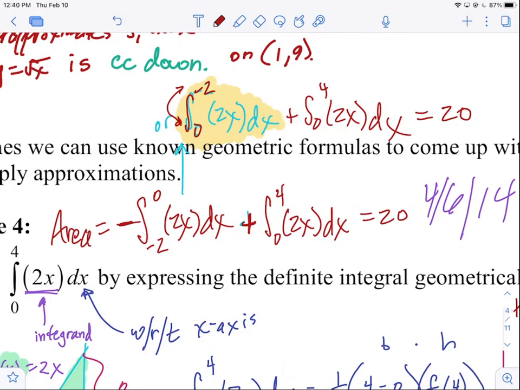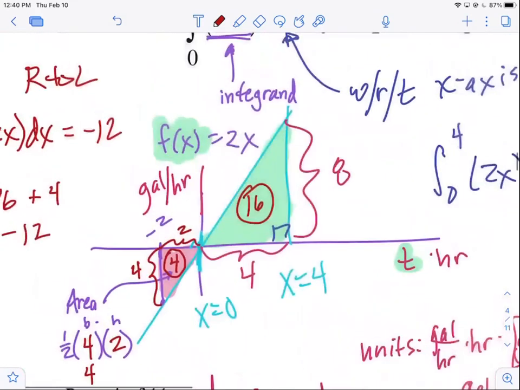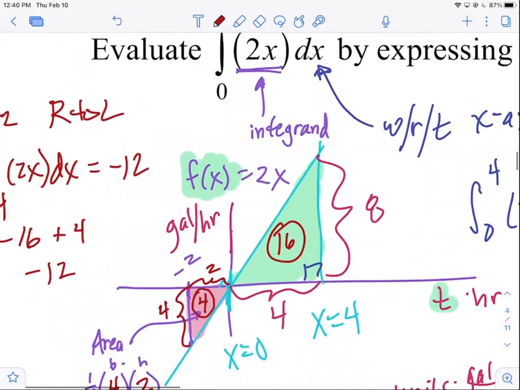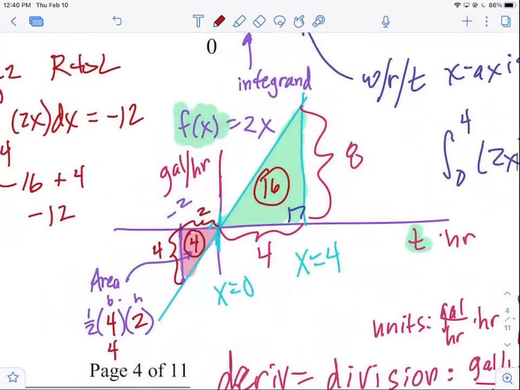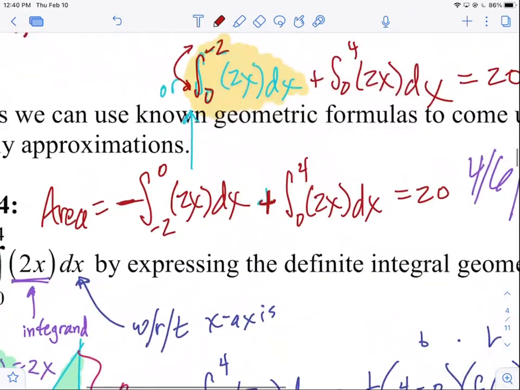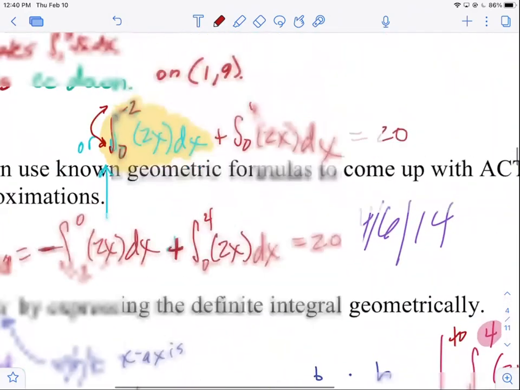Are they closely related to each other though? Yes. If you can find areas of regions using geometry, or maybe sometimes they're given to you, you can assign your own values of plus or minus to them to evaluate a definite integral, depending on whether you're going from left to right or right to left, or whether they're above or below. But you can also use the definite integral, which is what we did here, to help you find area.